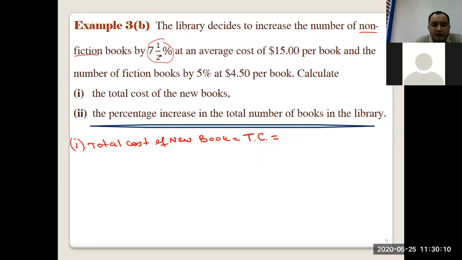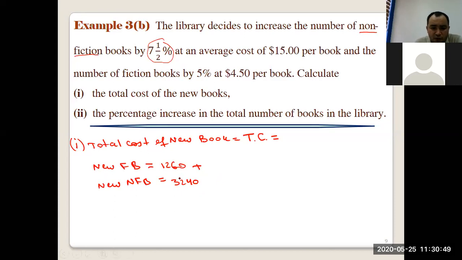Now first, how many new non-fiction books are we going to buy? Okay, so we need to calculate this one, right? New fiction books and new non-fiction books, or I can just write F maybe. All right. So how many fiction books do we have from the previous question, right? Fiction books, 1,260. And how about non-fiction books? 3,240. Now we are going to buy a bit more, right?